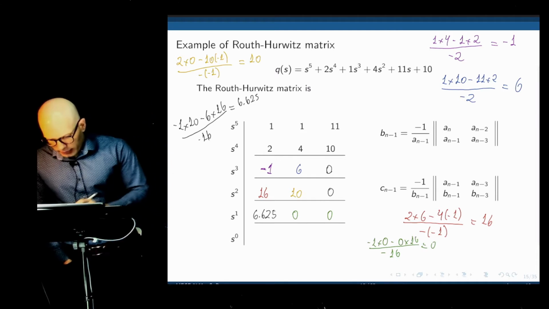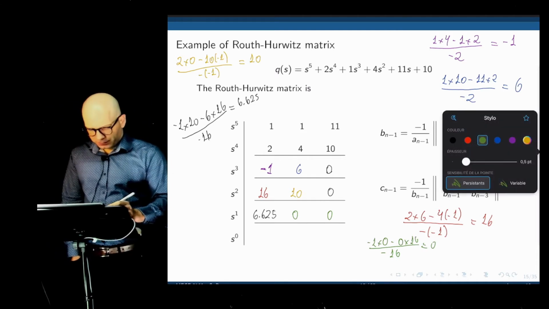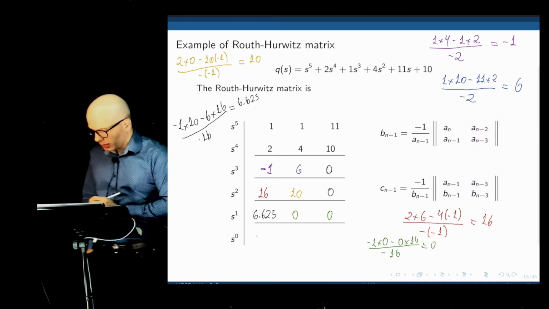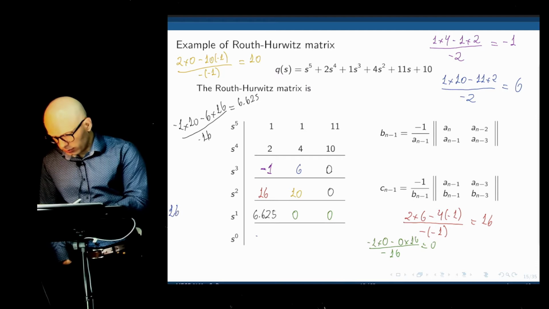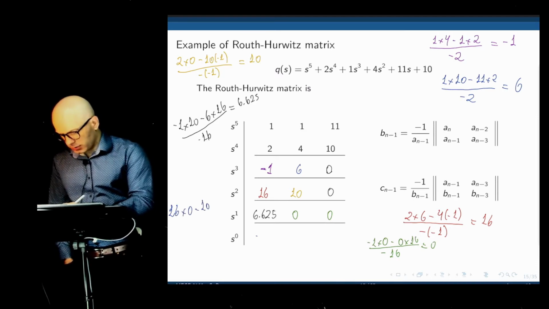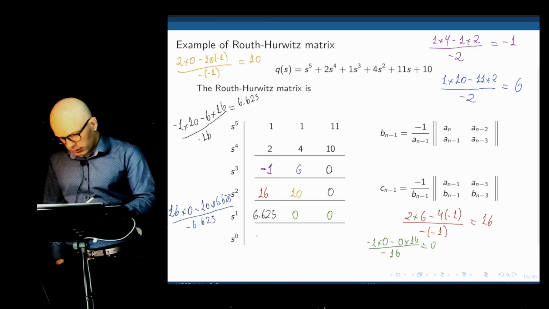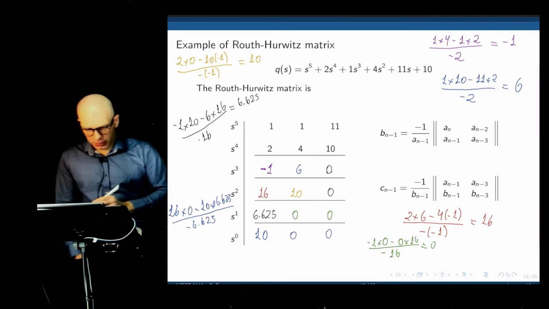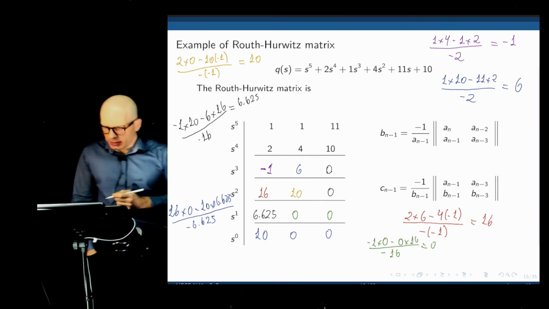And what is the very last one there? I'm running out of colors here. What is that one? It's 16 times 0 minus 10 times 6.625 divided by negative 6.625, which is 10. And then everything else is 0. We completed the array. Now what do we do next?